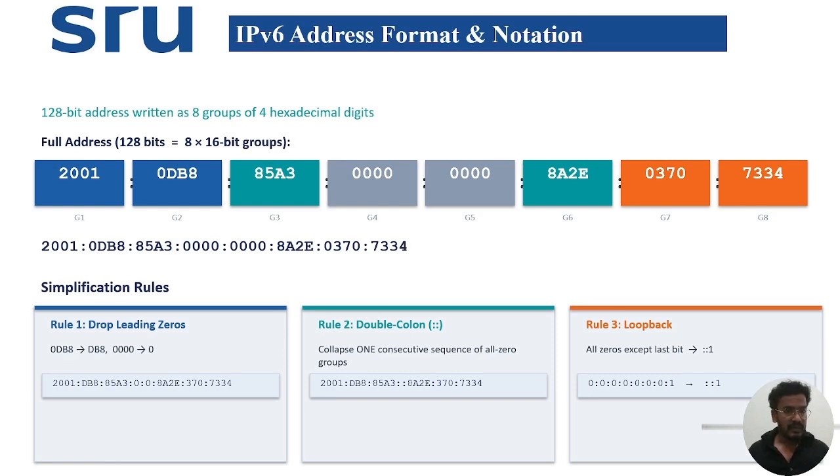So here it should be C. And rule number two is to collapse one consecutive sequence of all-zero groups. Then rule number three: all zeros except the last bit, one. The colon should be colon one.